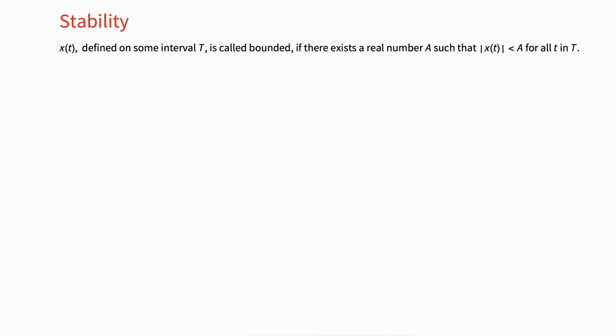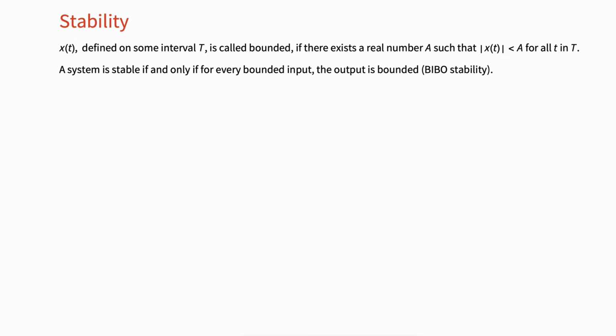The next property to discuss is stability. For this one, let's start first with the definition of bounded signals. We call a signal x of t bounded if there exists a real number a such that the absolute value of x of t is less than a for all time t in interval T, which is the interval over which x of t is defined. With this definition, we say a system is stable if and only if for every bounded input, the output is bounded. We call this type of stability bounded input, bounded output.